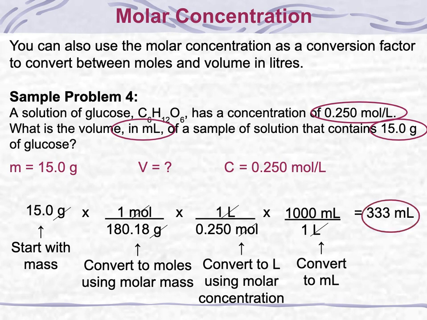So for this solution of glucose, if you had 333 milliliters of the solution, it would contain 15.0 grams of glucose. So those are the types of problems that you can solve using molar concentration, either using the formula C equals N over V, or using the concentration as a conversion factor within a string of conversion factors.